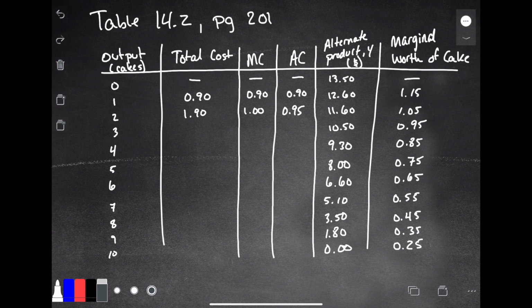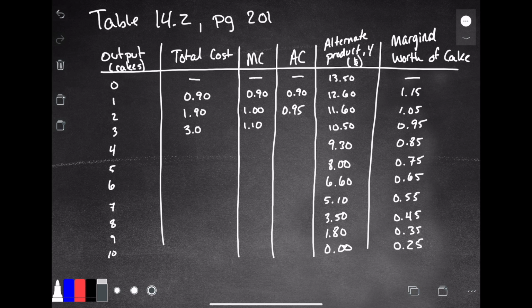Okay, for the third, right, we can see going down from $11.60 to $10.50. That means they give up $1.10. Okay, this changes the total cost to $3 and the average cost to $1. Okay, and we can repeat this all the way down. Okay, and I'll leave that to you to do on your own. Okay, and you can see the answers in the book as well.